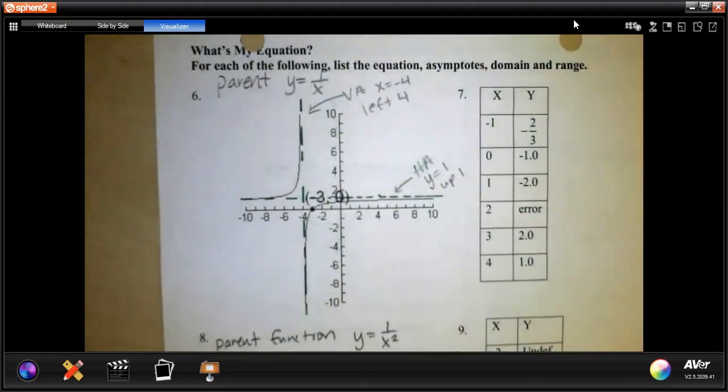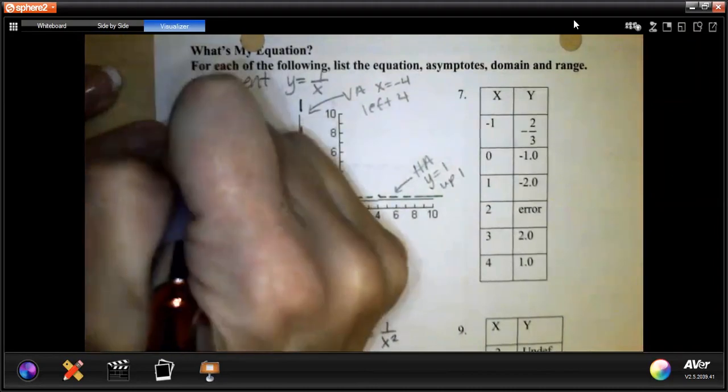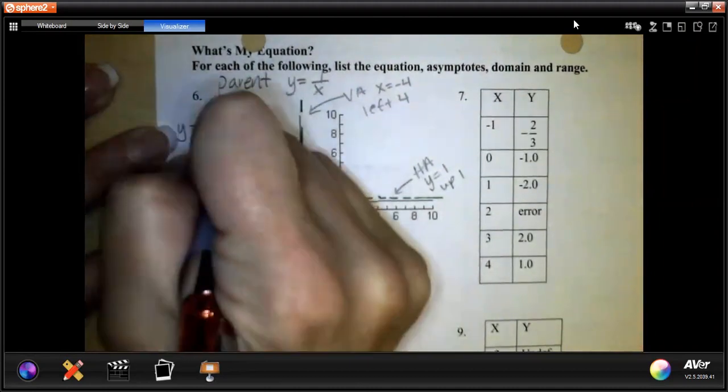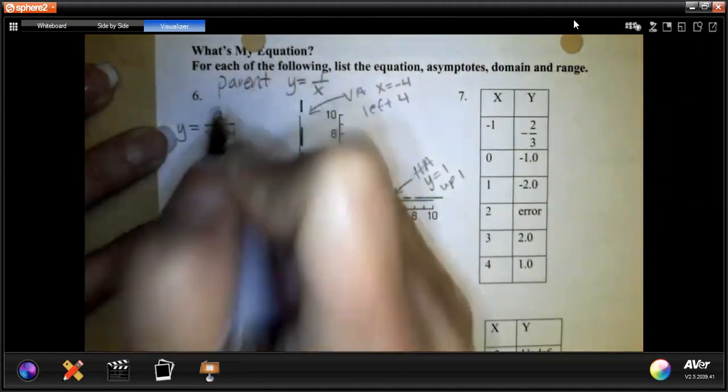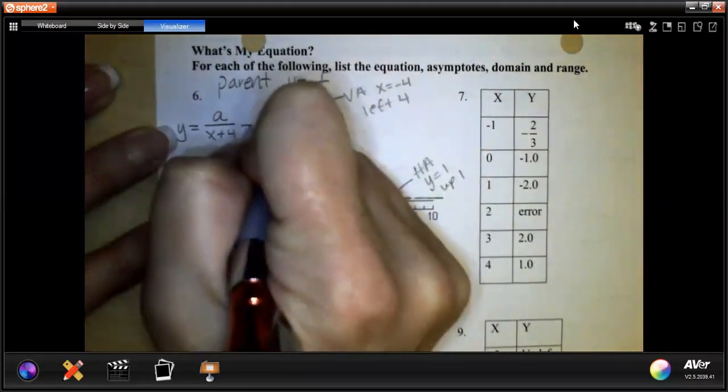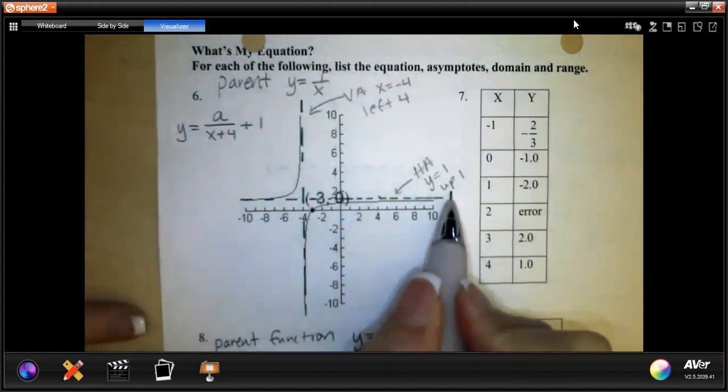Now that I have those two transformations, I can go ahead and write my equation, and I can just put in an a since I don't know that yet. Since it moved to the left 4, I know that that's x plus 4 on the bottom because that's what makes it move to the left 4. And then I need a plus 1 on the outside because I know that's what makes it move up 1.